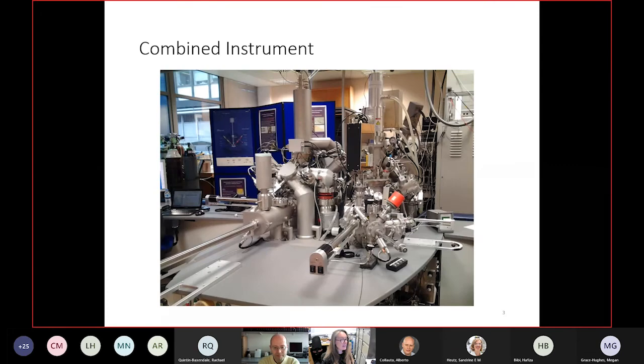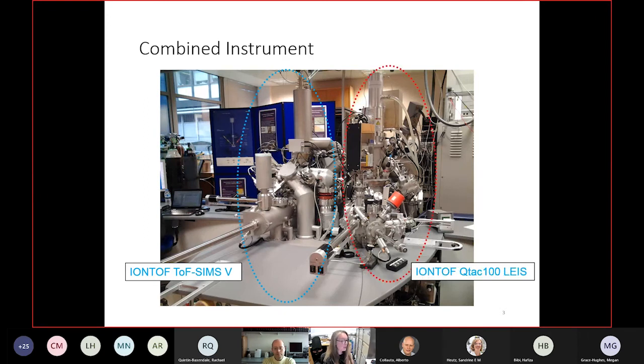So, in the Surface Analysis Lab, I'm going to focus on 2 instruments that we have here that are actually combined, and that is the INTOF time of flight secondary ion mass spectrometer here on the left, highlighted in blue, and on the right-hand side, highlighted in white, is the INTOF QTAC low energy ion scattering instrument. So the difference between the 2 instruments is one sputters your target material into a mass spectrometer to analyze, and the other one scatters a primary ion beam off the surface to get data.